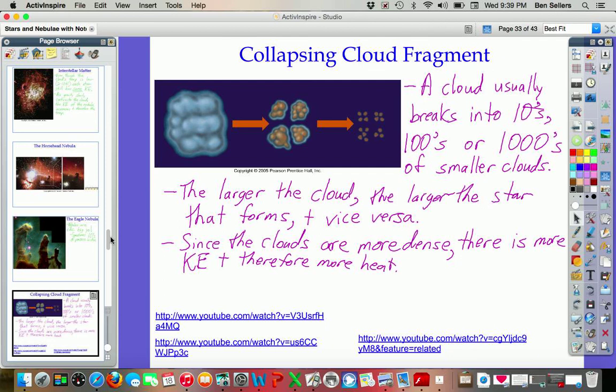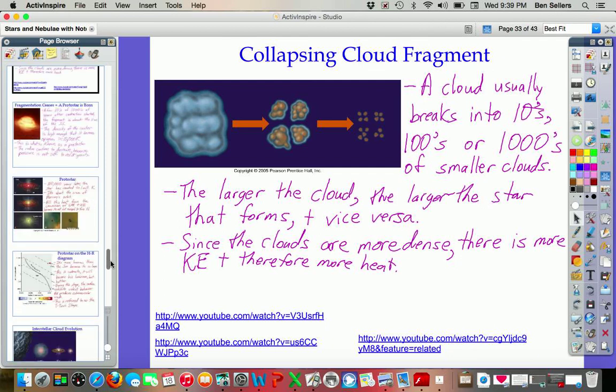All right, so how does that get to a star? Collapsing cloud fragments. This thing is a nebula, just like we just looked at, interstellar matter. Something will cause this to start breaking into smaller segments. Obviously it's gravity, but typically there's something else that is a catalyst for it. These bigger ones will break into these little smaller ones right here, and the smaller ones will eventually start to become solar systems. The larger the cloud, the larger the star, that should make sense.